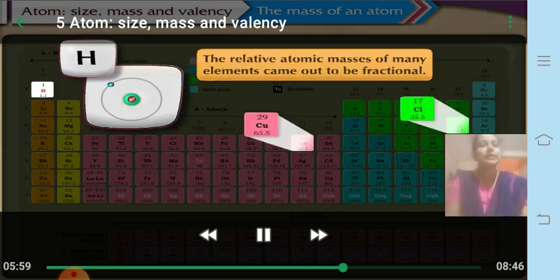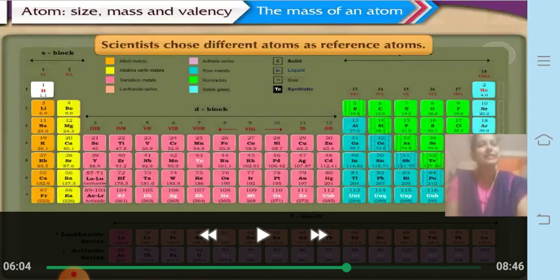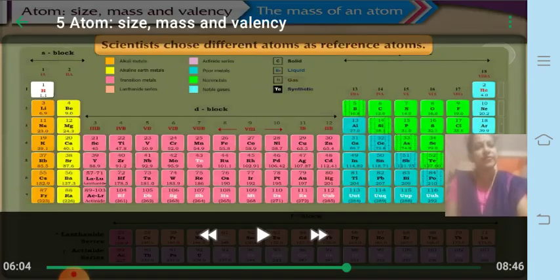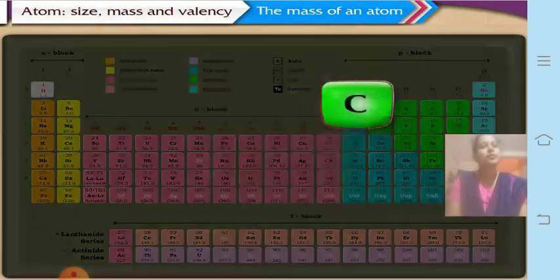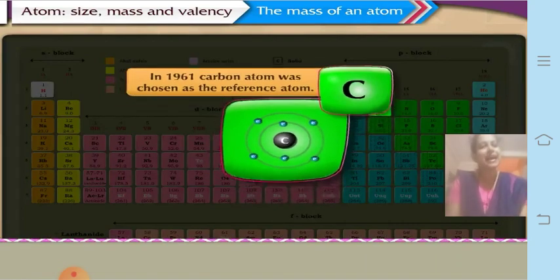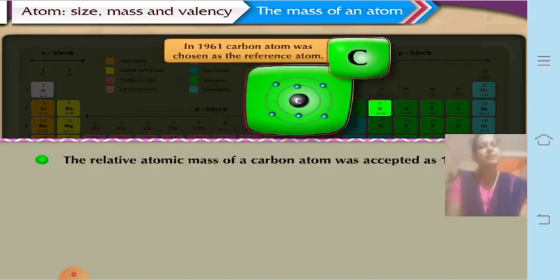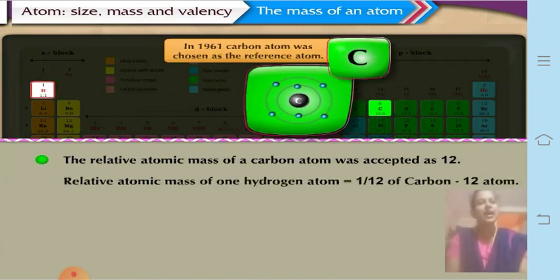Fine. Later on different other atoms were also chosen, and scientists finally chose different atoms as reference atom, and in the year 1961 they chose carbon as the reference atom. So carbon's relative mass was taken to be 12. The relative atomic mass of carbon atom was accepted as 12. So if we compare it with the relative mass of the hydrogen atom, then it is 1/12 of the carbon. That means hydrogen atom is 12 times smaller as compared to the carbon atom.